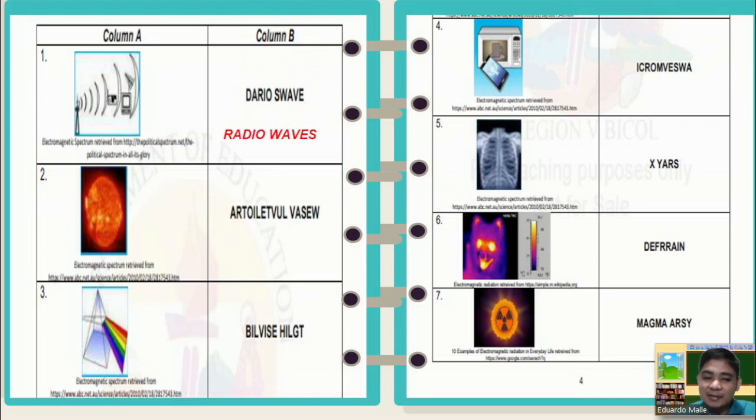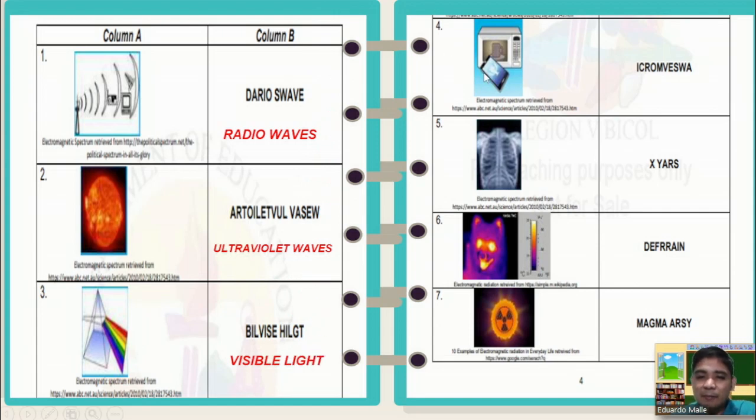Okay, the answer is radio waves. What about number 2? What do you think is this picture? Is it the sun? So what kind of wave is that? Okay, let us check. Ultraviolet waves, that's correct. Okay, in number 3, as I mentioned a while ago about the rainbow, we have the different colors of the rainbow. Can we see the colors of the rainbow? Yes, of course. What kind of light is that, or what kind of wave is that? Okay, correct. That is visible light.